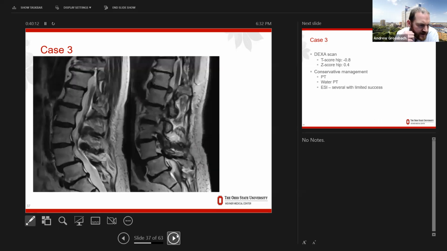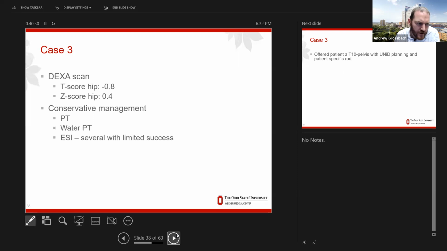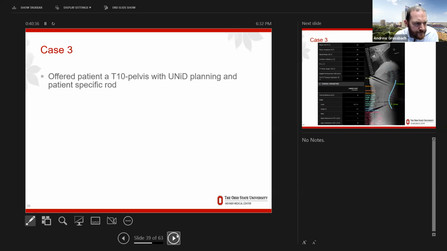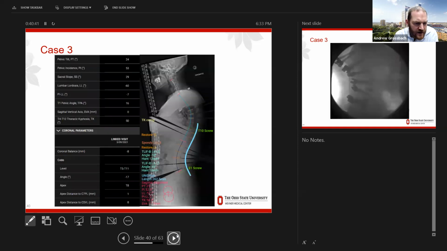This is what her MRI looks like. She's essentially got central canal stenosis at her spondy level, or 3-4, and then foraminal stenosis at multiple levels. So I didn't have a great stopping point here, especially with the low-grade coronal deformity. She underwent the workup, conservative management, DEXA scan, and we offered to extend to the pelvis with preoperative planning and a patient-specific rod. So this is what our plan looked like. We weren't doing anything crazy to try to correct her sagittal imbalance. She looked pretty good, included interbodies at the bottom. And then you can see the reciprocal changes predicted above that.